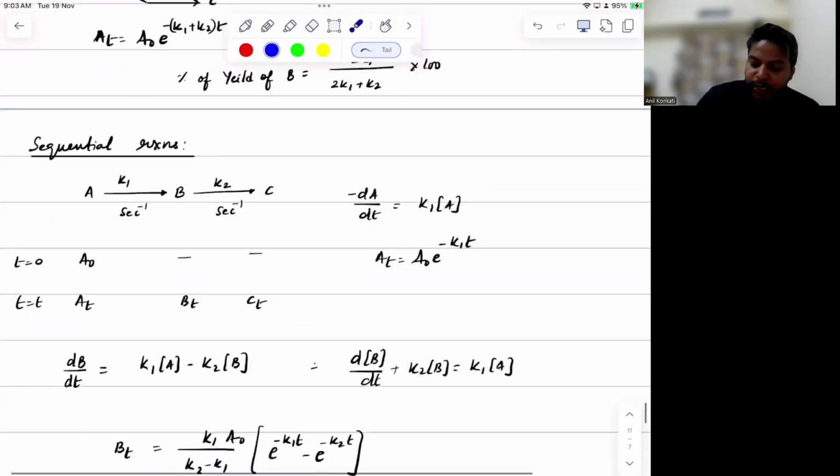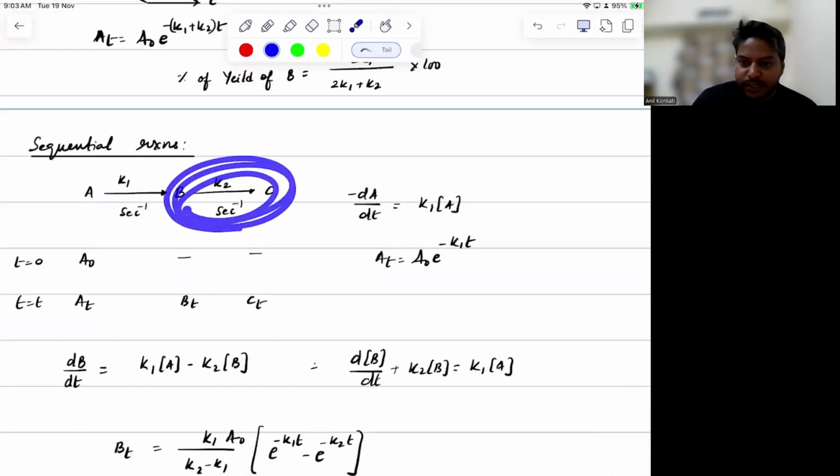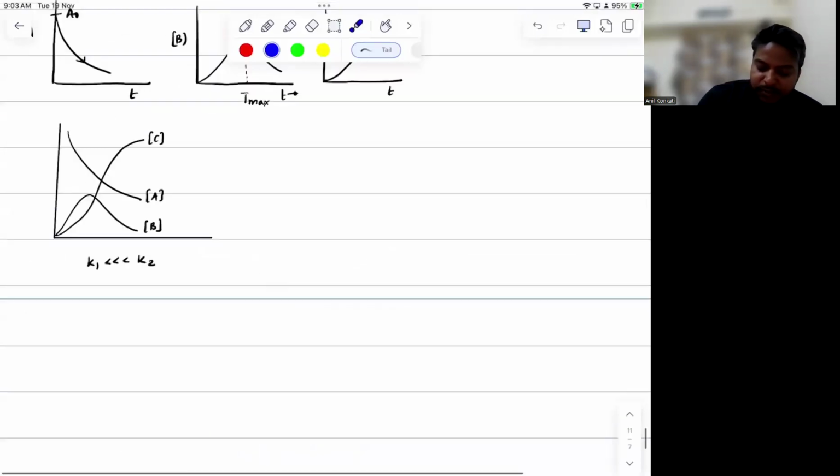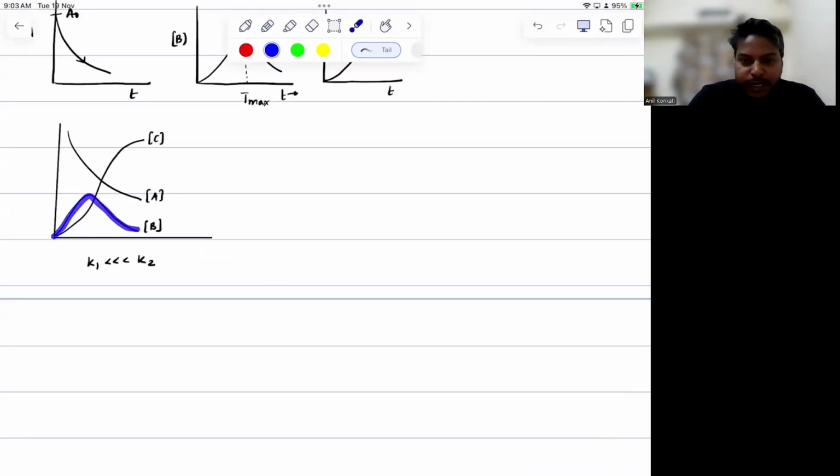This one. B to C is happening very fast. If this reaction happens extremely fast here, that means the maximum of B comes very soon, and then it will diminish also. Okay. This is a situation.